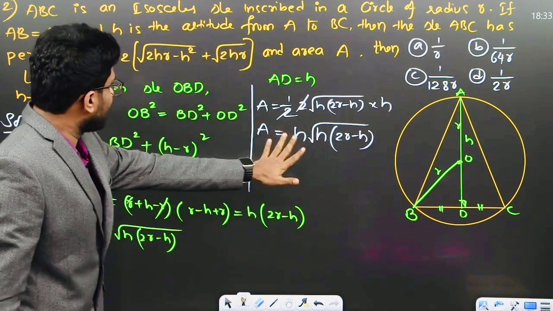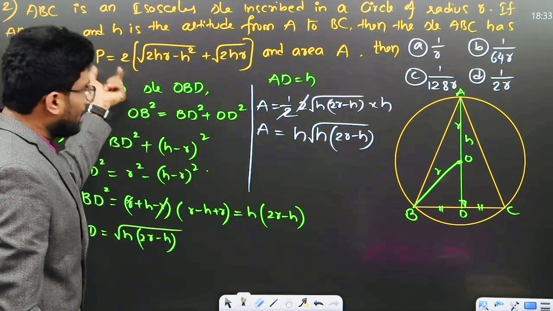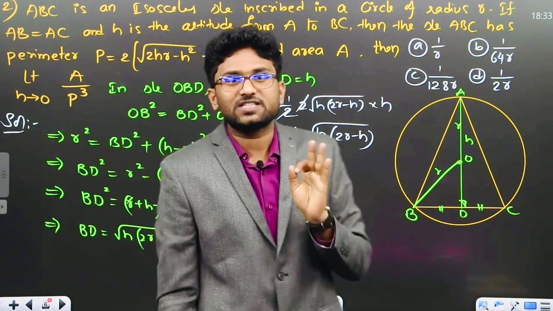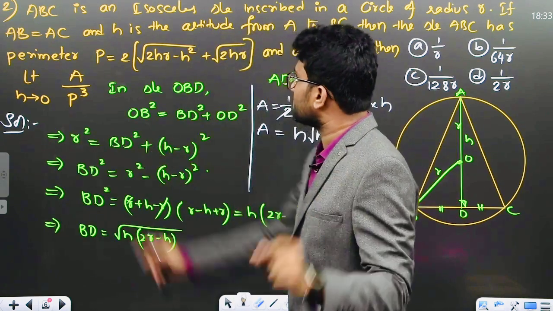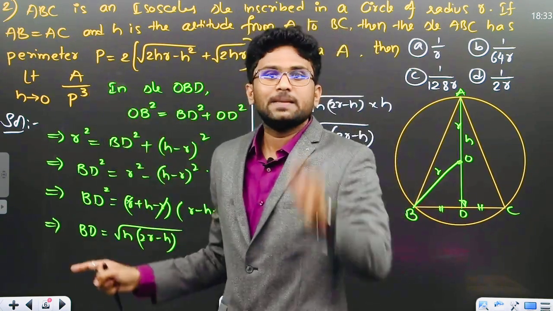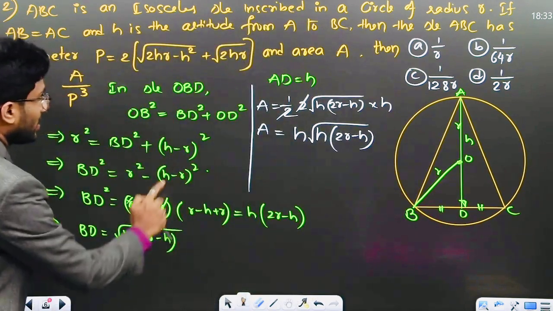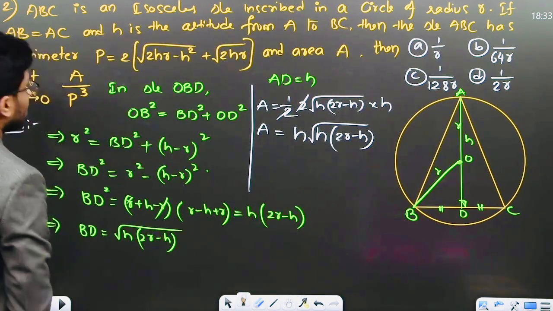Now we know capital A. They have already given capital P. Now they are asking the limit as H tends to 0 of capital A divided by P cube. Let's find it.